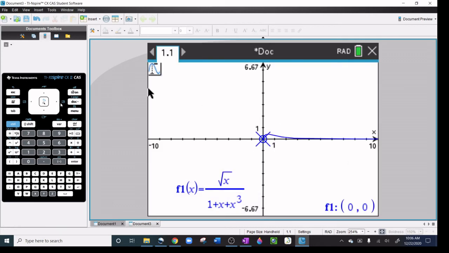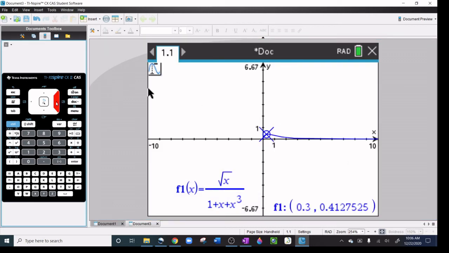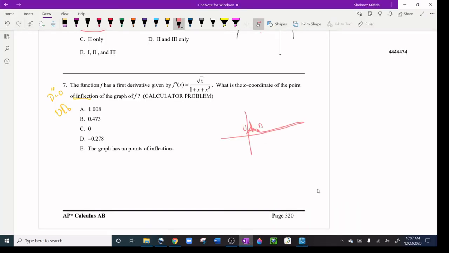So I can do directly that, but I can do trace and I can do graph trace. So if I move this, I need to get that point right there. This point where the maximum is. So this is the point where the concavity is changing. Like these are all positive slopes, these are all negative slopes. So my answer is 0.473 when you round it up. So 0.473, which is B.